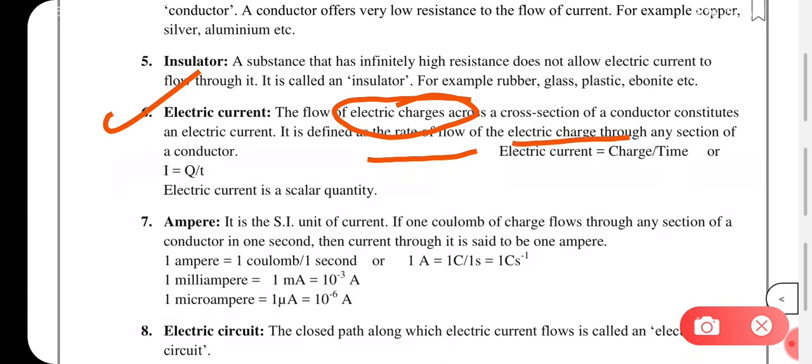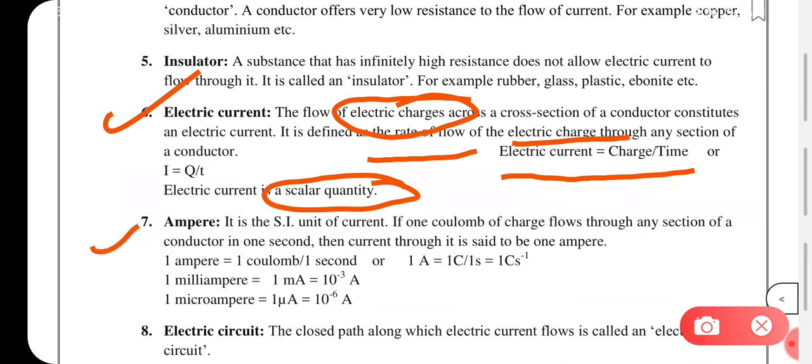How do we measure it? Electric current can be measured as electric charge, or flow of charges, per unit time. Charge is represented by Q and t is for time. What type of quantity is it? It is a scalar quantity, meaning no direction is involved. It has only magnitude. Next one is the ampere. What is ampere? Ampere is the unit in which we measure the electric current. So ampere is the SI unit for current.